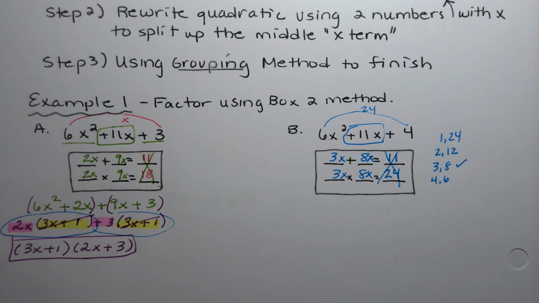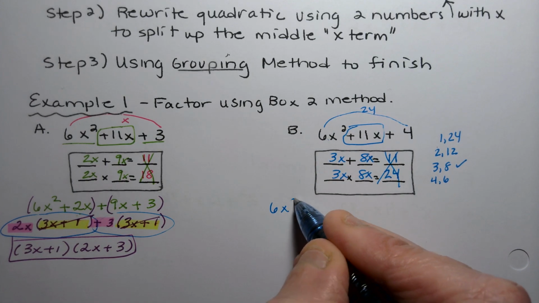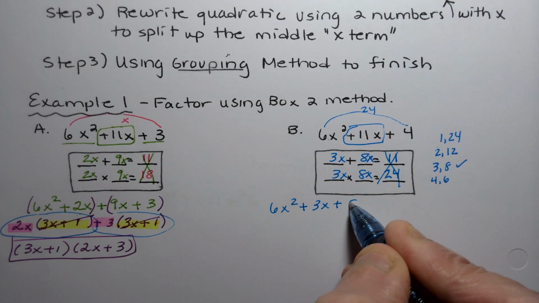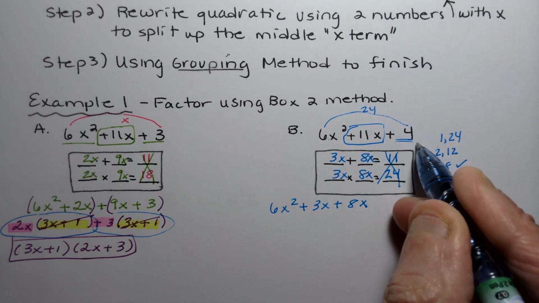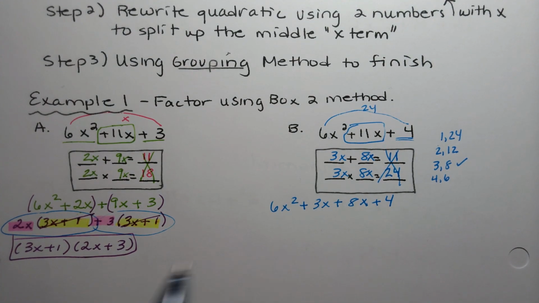3x and 8x. So 6x squared plus 3x plus 8x. And then put the last term, plus 4. 1, 2, 3, 4 terms makes it perfect for grouping.